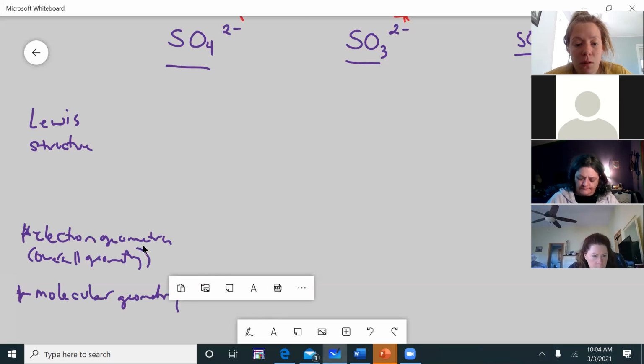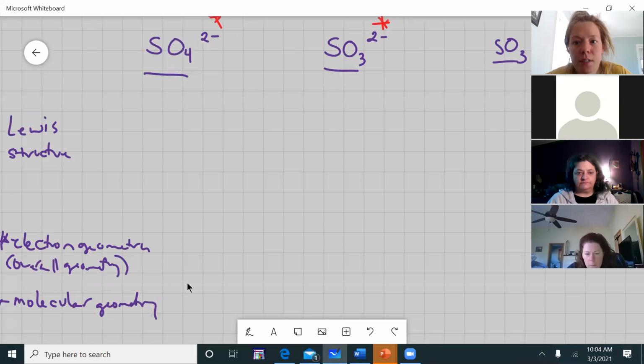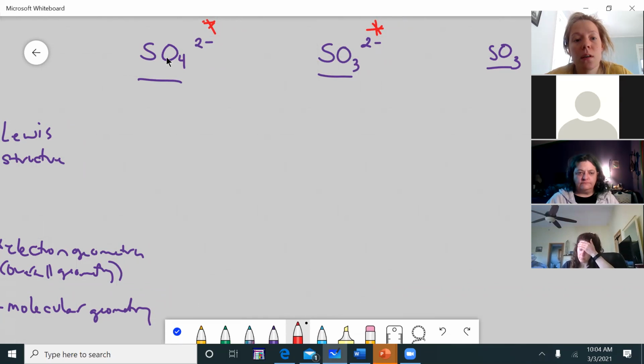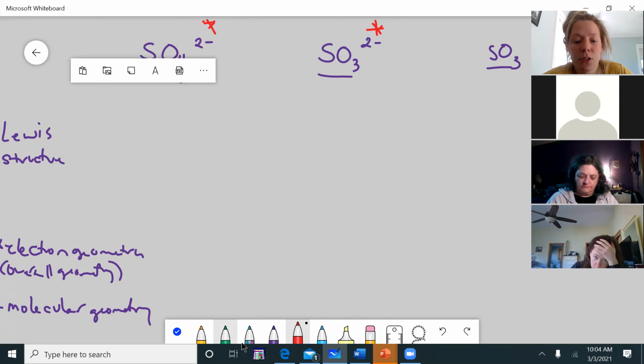So that was quite a bit of stuff to do there, 3 of them. I'm going to just do the Lewis structures for each of them. So this first one, sulfur has 6, oxygen also has 6 times 4, and then 2 minus means 2 more. Let me just write it out.